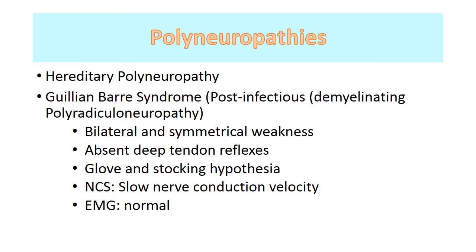Polyneuropathy could be a cause of generalized hypotonia in the first year of life. Hereditary polyneuropathy and Guillain-Barré syndrome are examples of polyneuropathy that can present in the first year of life. They have characteristic clinical findings of bilateral and symmetrical weakness, absent deep tendon reflexes, glove and stocking hypoesthesia. Nerve conduction study will show delayed nerve conduction velocity, and the EMG is normal.